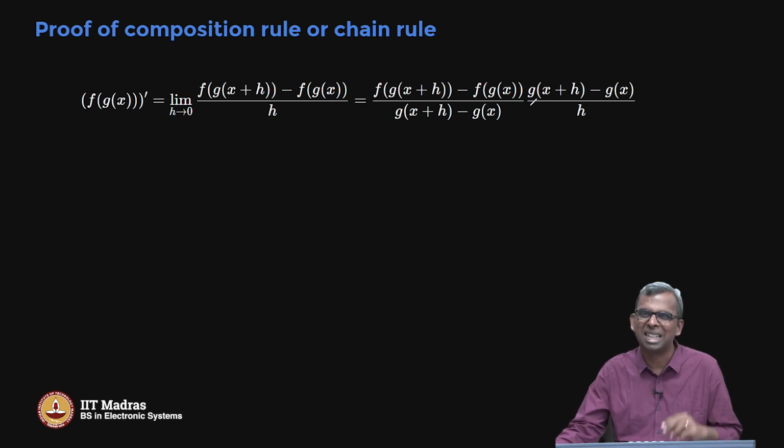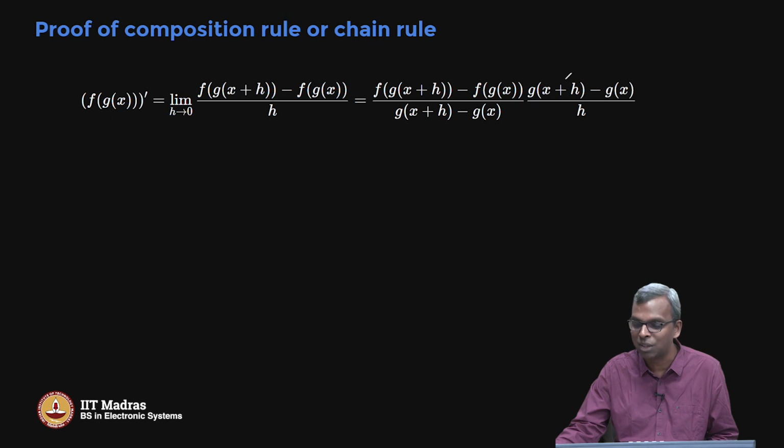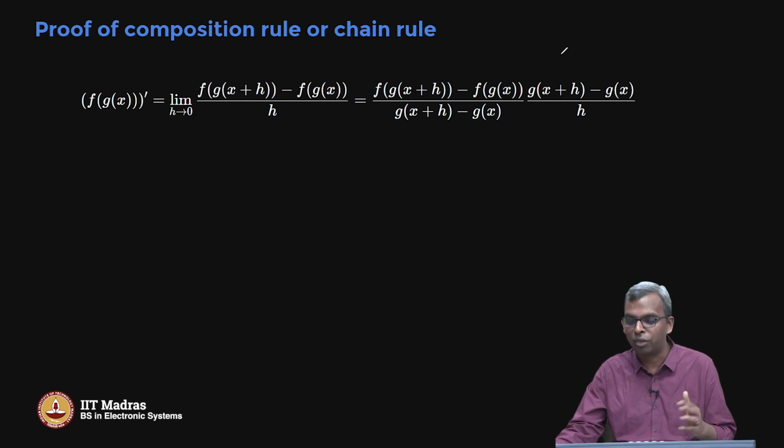So those are the technical rigorous parts which I am skipping. But we can see, as long as these guys are non-zero, this g of x plus h minus g of x, you can divide and multiply, and I have not changed anything. But in the process of not changing anything, now I'm beginning to see derivatives, right? This one looks very much like the derivative of g. If I take limits now, I will get the derivative of g.